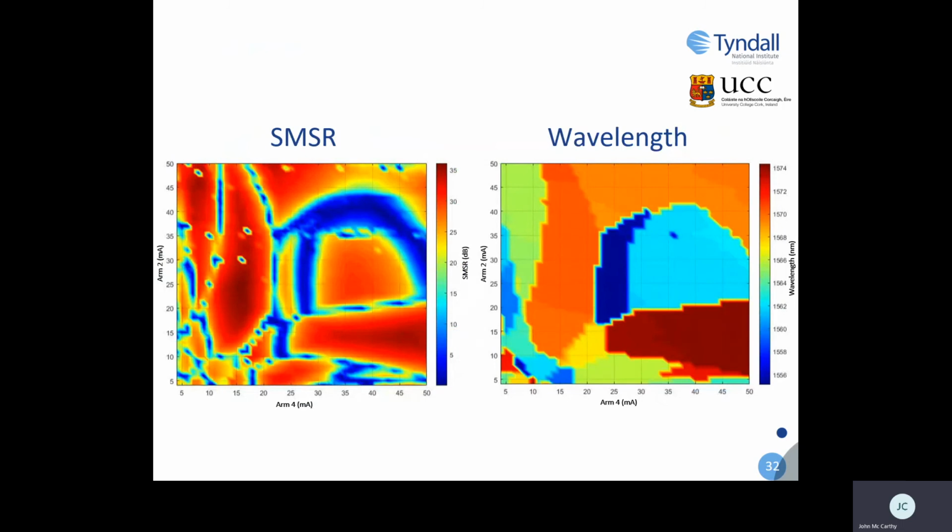So we characterized it again, and here was the map of the side mode suppression ratio and wavelengths attained. So we varied the current again from 5 milliamps to 50 milliamps through both arm 2 and arm 4, and we attained this time a maximum SMSR of 36 or 37 decibels, and with a much larger wavelength range.